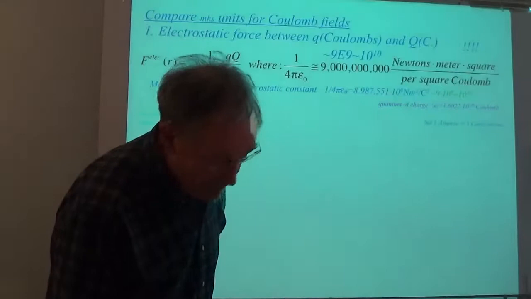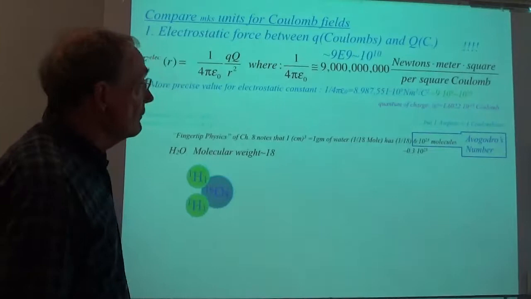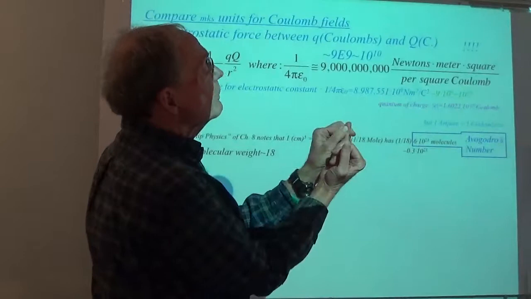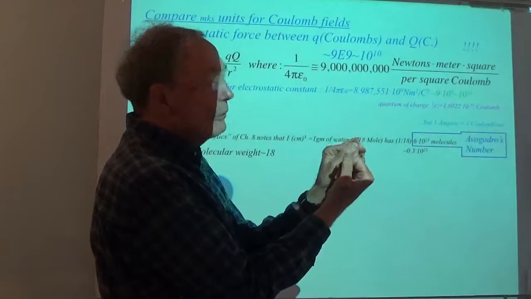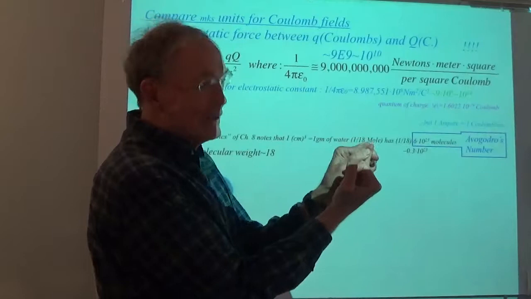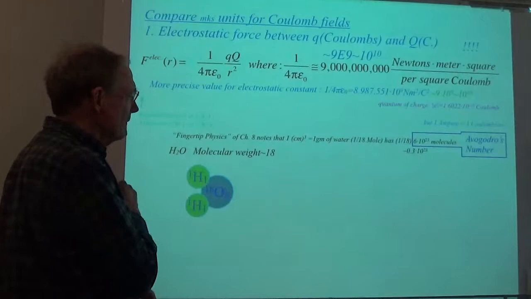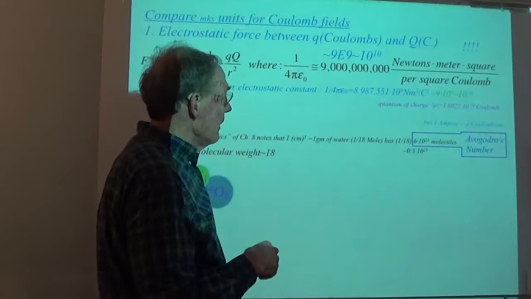Okay, now let's just take a look and see how many coulombs we have. For example, how many coulombs are there in the end of your pinky, a cubic centimeter? We'll take some CGS units here. That's what we're going to play with, things that are the size of the tip of your pinky. I call this fingertip physics. And this chapter 8 is discussing all this, so you should read it just to get this refreshed.